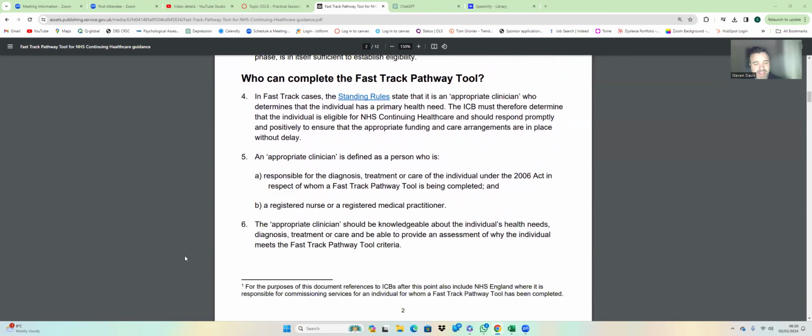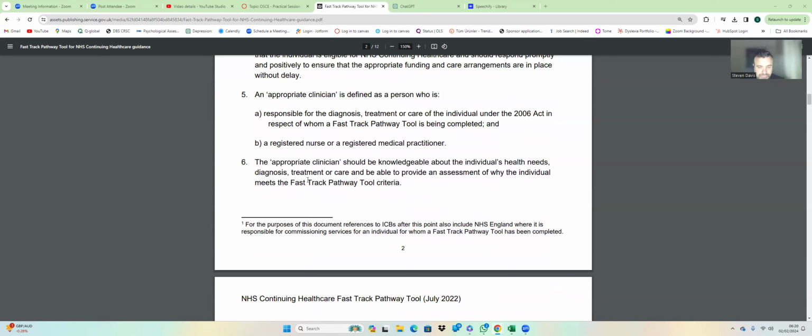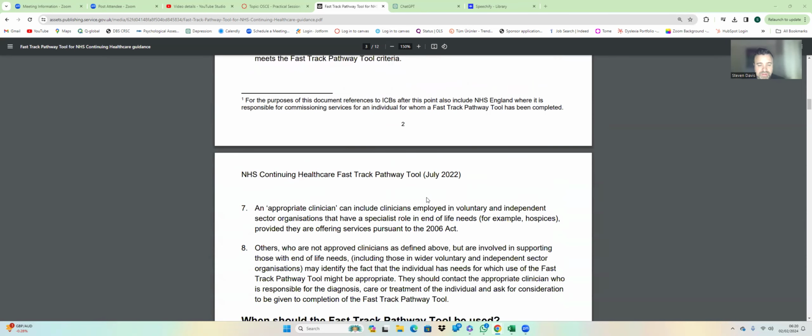Here we can see an appropriate clinician is defined as a person who is responsible for the diagnosis, the treatment or the care under the 2016 Act. So a registered nurse or a registered medical practitioner. And the appropriate clinician should be knowledgeable about the individual's health needs. In other words, the person that's done the diagnosis, you are going to be asking them to complete that fast track process. So it could be any of those three.